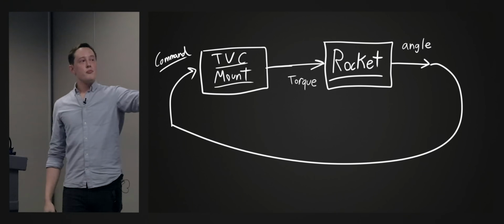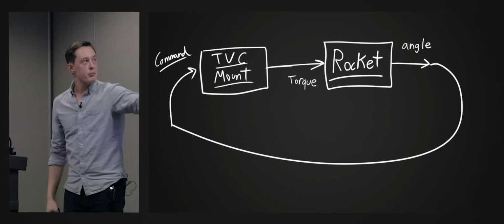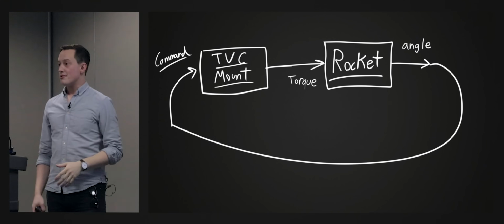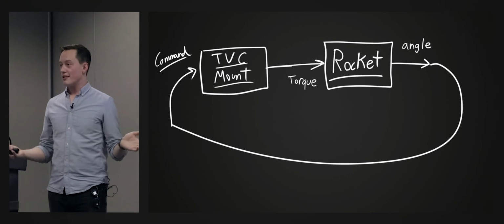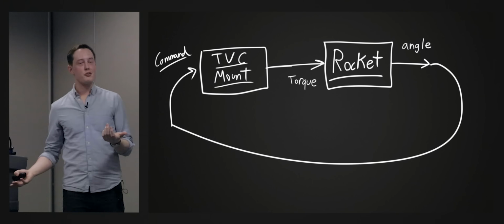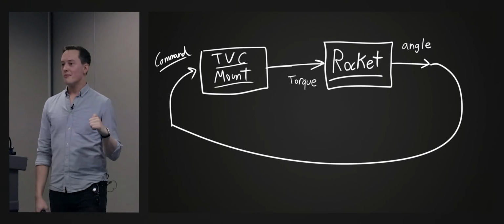And then finally, when the rocket is at 0 degrees, we run that back, and we command 0 degrees from the mount. So nothing has changed. We are in perfect agreement. So this would be a stable system.